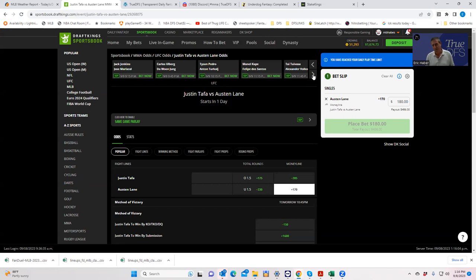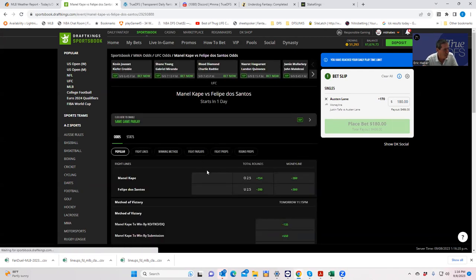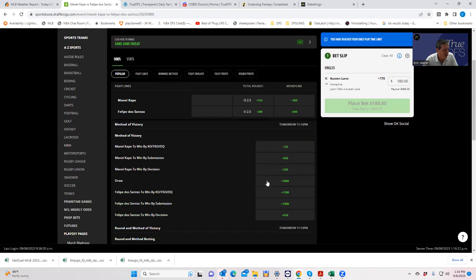So, you know what we can do? Well, we can't bet Kopp. We can't bet Kopp round one. Probably can't bet him round two. The only thing we could bet here, honestly, is either Dos Santos on the money line or Kopp by decision. So let's see what these lines are. Kopp by decision is +350. Or Dos Santos himself is +300.